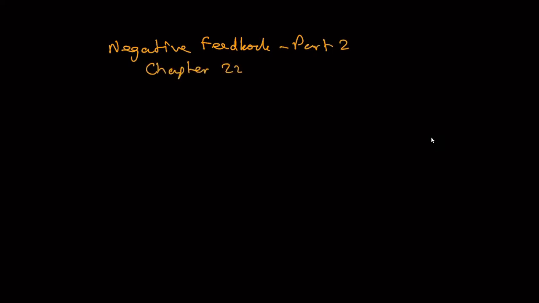Okay, class, welcome to part two, negative feedback. This is from chapter 22, okay? So in part one, we talked about transient response, largely. In this one, we're going to talk about accuracy. Okay, so what do we mean by accuracy?